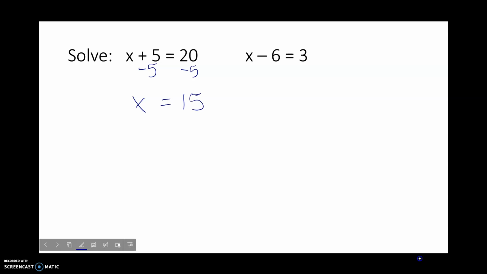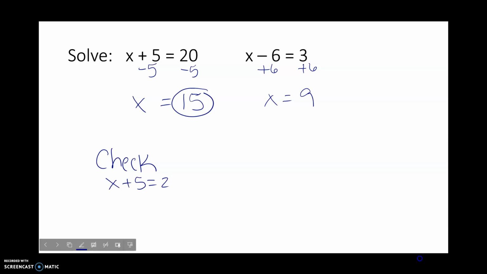Here I have x minus 6 is 3, so to undo subtracting 6, I'm going to add 6 to both sides. X equals 9. Now, if you have to check, because some questions will require it, I plug back in the 15 into my original equation.